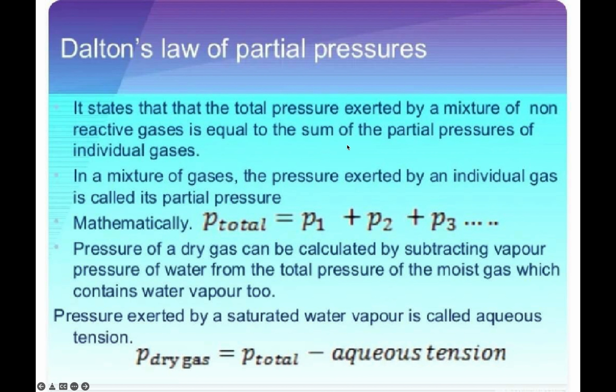Now Dalton's law of partial pressure states that the total pressure exerted by a mixture of non-reactive gases will be equal to the sum of the partial pressures of individual gases. If you take a mixture of gases, the pressure exerted by an individual gas is called its partial pressure. For example, P total is P1 plus P2 plus P3 etc. The pressure of a dry gas is calculated by subtracting the vapor pressure of water from the total pressure of the gas which contains water vapor. So pressure of dry gas is equal to P total minus aqueous tension. The pressure exerted by saturated water vapor is known as aqueous tension. Okay, I think you understood this part.